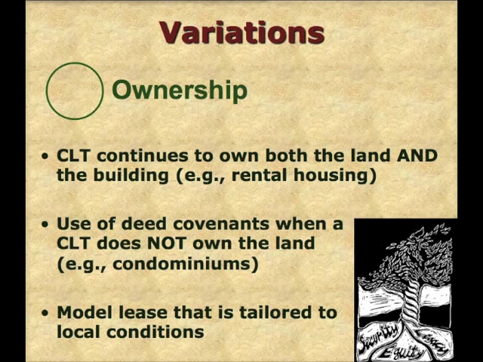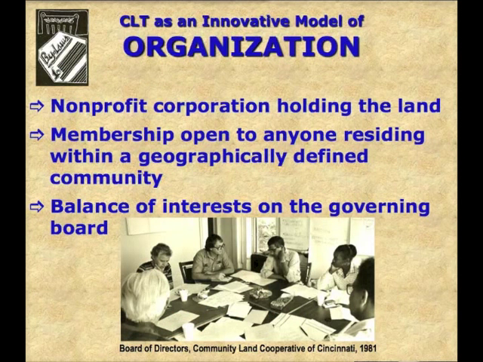Dual ownership is a defining characteristic of what is often called the classic CLT, but a number of variations have appeared over the years. CLTs that do rental housing sometimes end up owning both the land and the building. CLTs doing condominiums sometimes own neither the land nor the building, making use of affordability covenants instead. Other variations arise when local CLTs tailor the model CLT ground lease to fit conditions and priorities in their own communities. Here's the next cluster of characteristics.